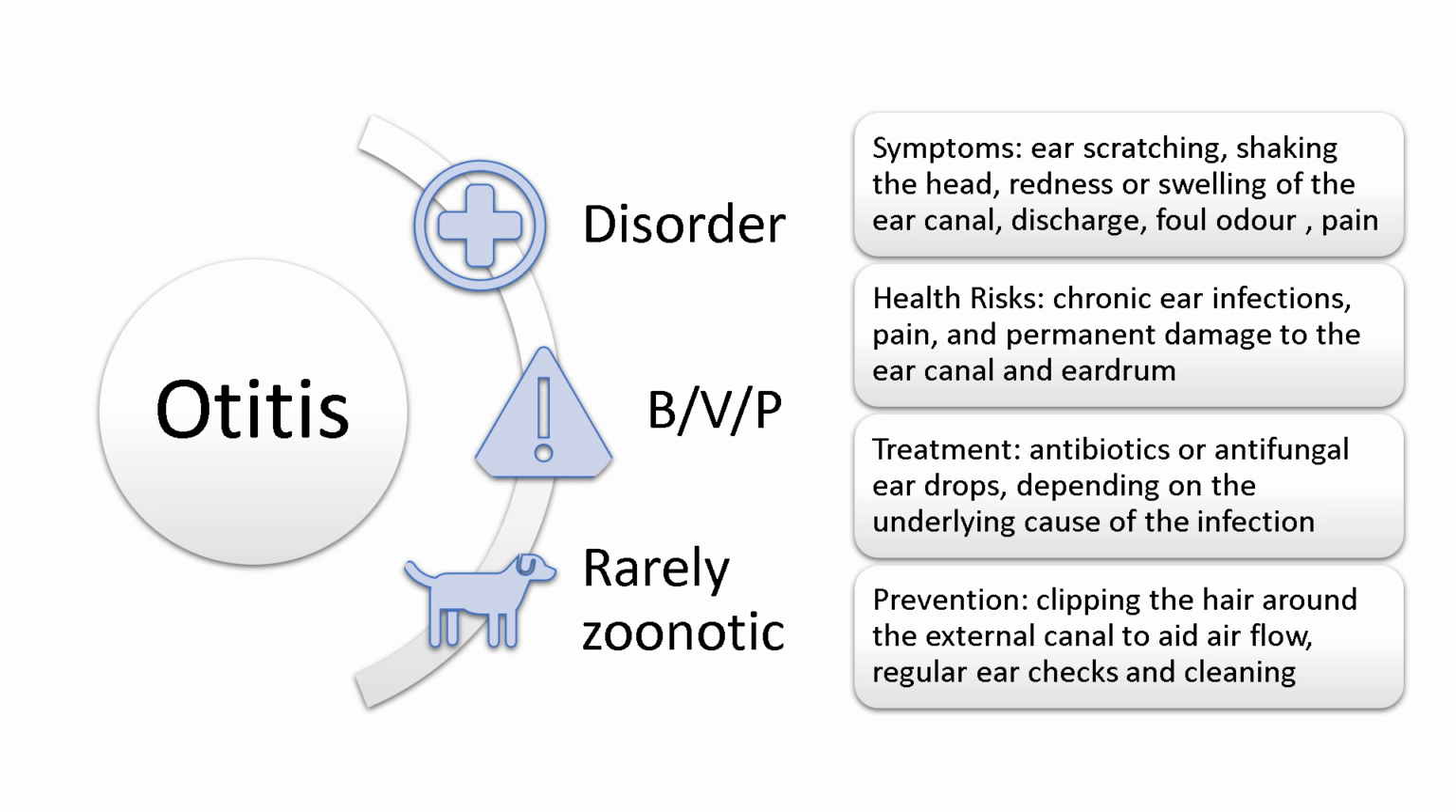If left untreated, otitis can lead to chronic ear infections, pain and permanent damage to the ear canal and eardrum. In severe cases, it can cause a ruptured eardrum, inner ear infection or hearing loss. Recurring infections may also result in the thickening and scarring of the ear canal, which can make future infections more difficult to treat. Treatment often includes medication such as antibiotics or antifungal ear drops, depending on the underlying cause of the infection. If allergies are contributing to otitis, antihistamines or steroids may be used as well. Dogs with chronic otitis may need regular ear checks and cleaning with specialised ear cleaners if required.